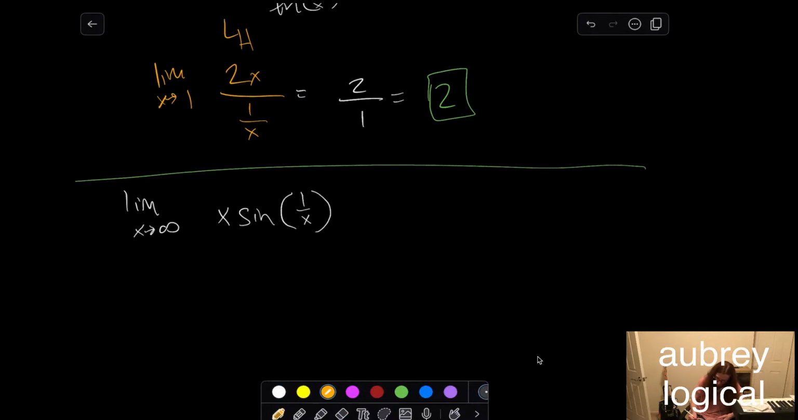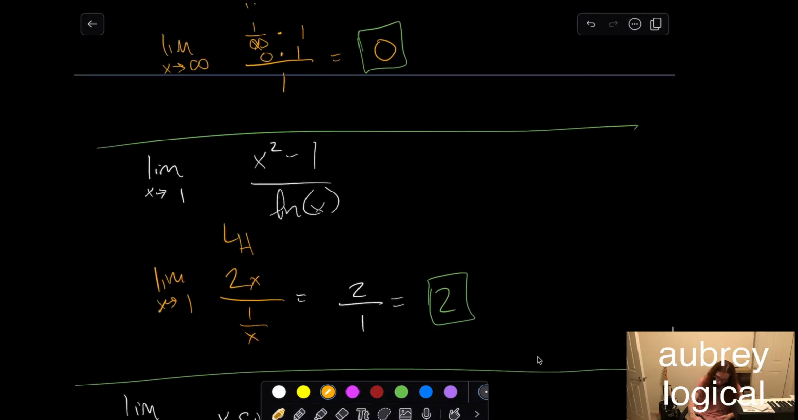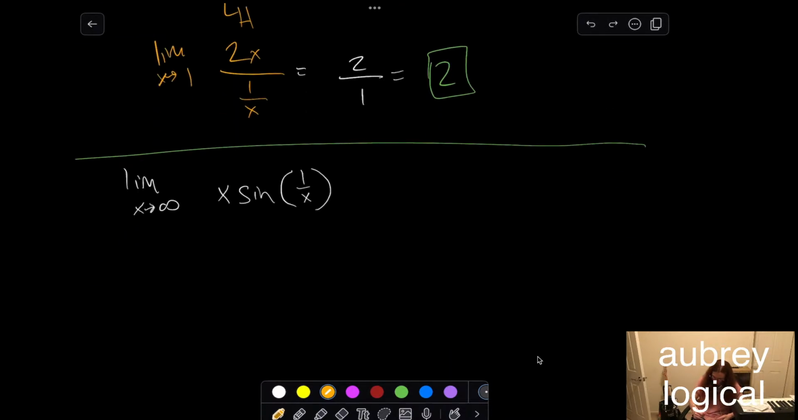Okay. Now we don't have the form we want, right? We want a quotient. We want something with a division. So this one's pretty easy. We're going to rewrite it as sine of 1 over x divided by 1 over x. Because if you were to do this problem, you would do keep, change, flip, and this would become x over 1. So it'd be sine of 1 over x times x, which is what that is.